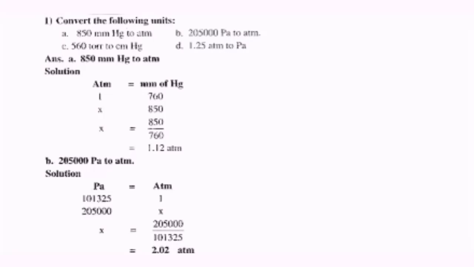Now moving on to the next one, 205,000 Pascal into atm. Now again we have to convert the value into atm, so we again use the formula of comparison. Pascal is equal to atm. Now 101,325 Pascal is equal to 1 atm. The given value is 205,000. We can compare it with the unknown value, which is x. Now to find out the value of x, we again divide the given value by the standard value, that is 101,325. This gives us the answer 2.02 atm. This is our final answer.